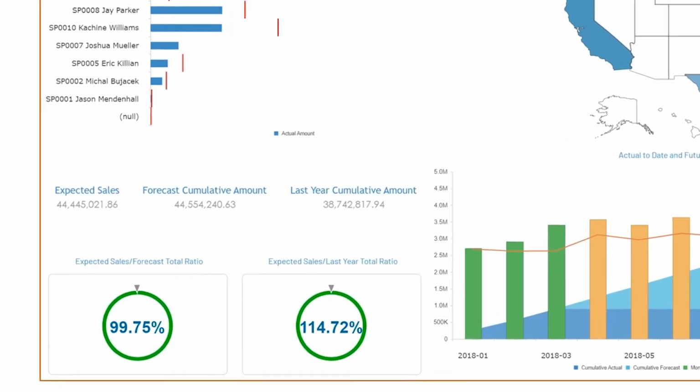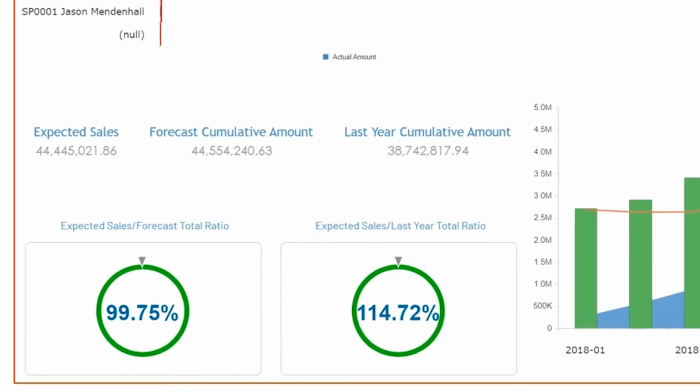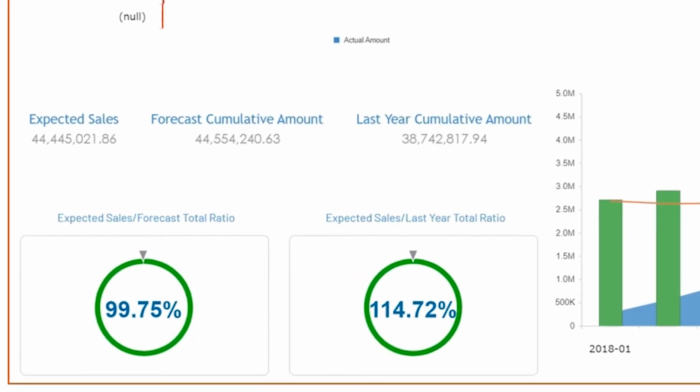So, when we look at our numbers, a quick overview on the left side shows that we are likely to meet our forecast almost to a 99.75% level. So the expected sales over what we forecasted is almost at 100%, but we are not going to exceed our sales forecast.